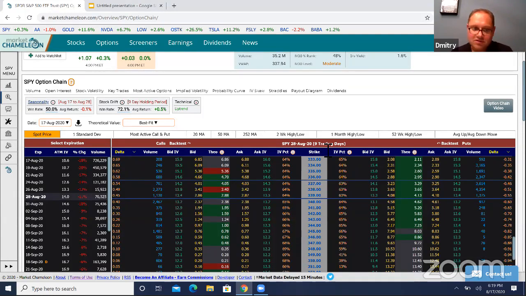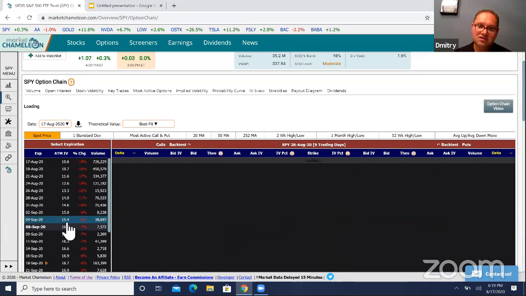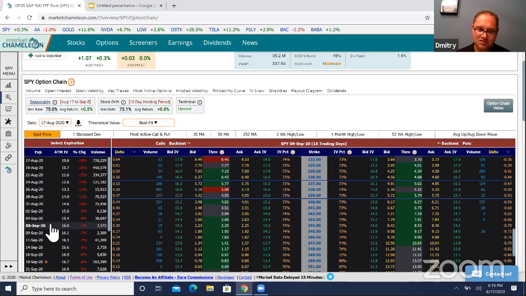I could go to a different expiration like September 8th. This option that expires September 8th has 15 trading days to go. So those are kind of the terms, right? They have an expiration date. So from today to expiration, that's how the contract works. On this side, you have the calls, call bid, call ask, and these are the strikes we'll talk about.